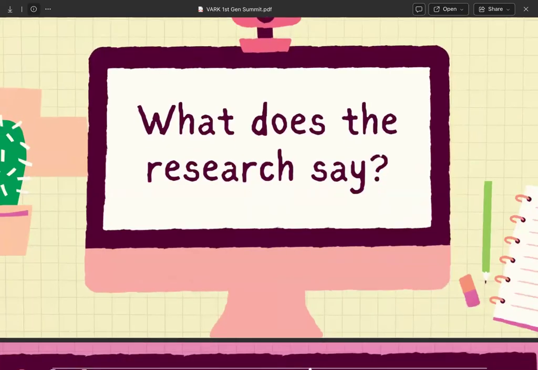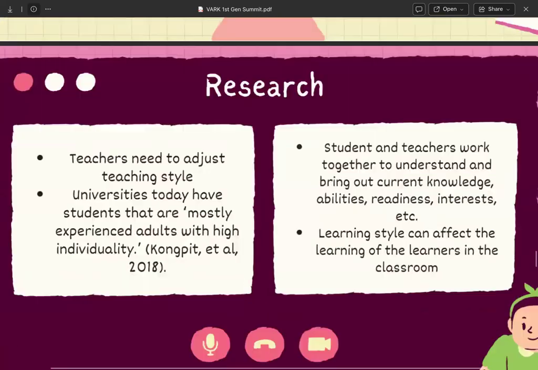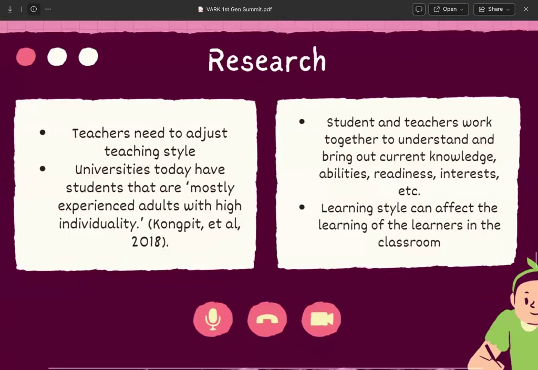What does the research say? Well, research tells us that teachers need to adjust their teaching style in order to match that of the learners in their classroom. That's why it's important for us to do that questionnaire to learn how you learn.